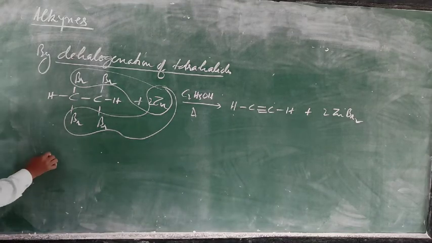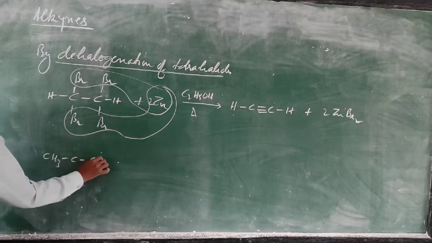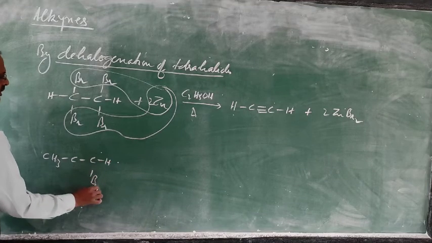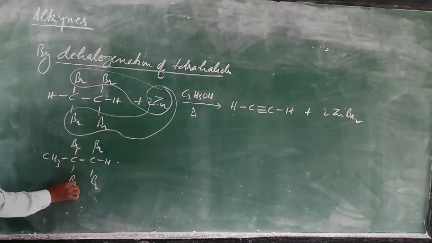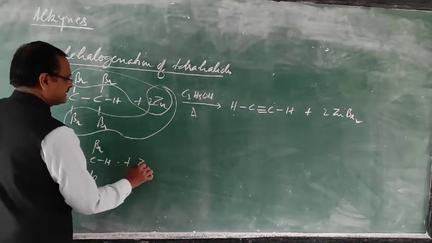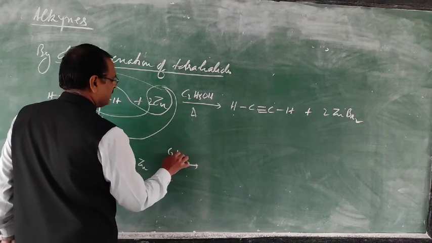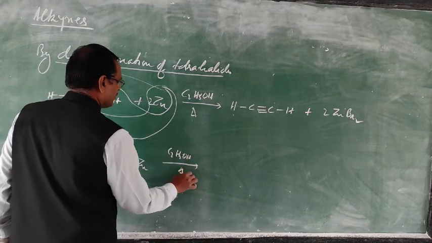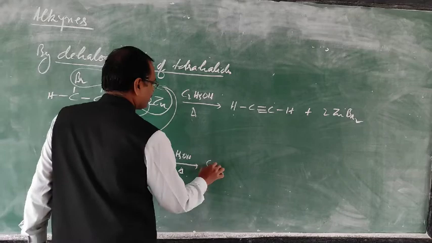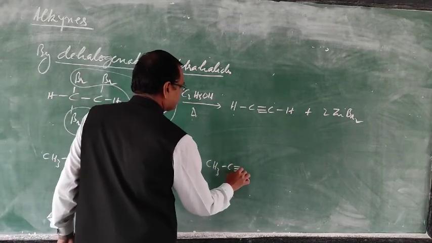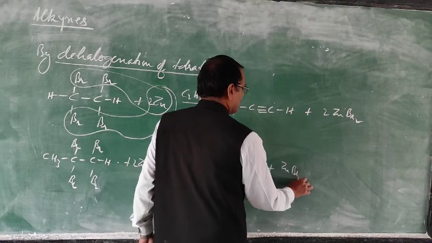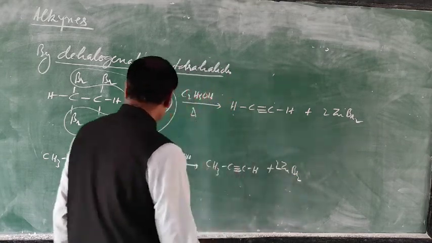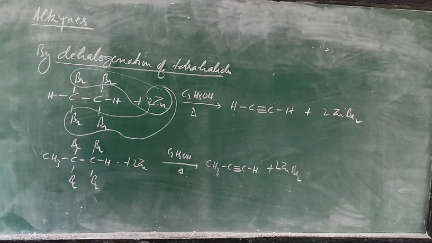In place of this compound, if you take one with 4 bromine atoms and heat it with zinc and ethanol, this will form propyne. Just you see, this reaction is called dehalogenation because halogen atoms are removed. That's why this reaction is called dehalogenation.